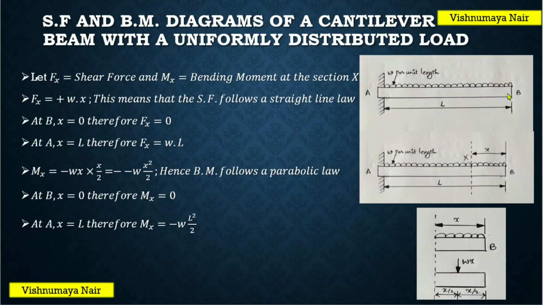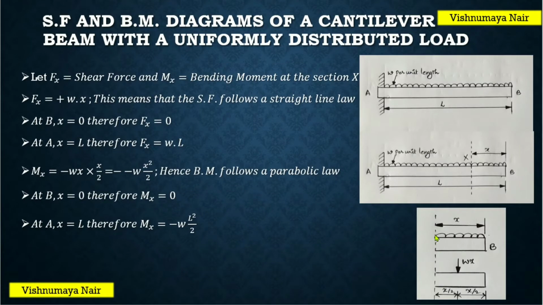So, this is a cantilever beam of length L with a uniformly distributed load over it, and the rate of loading is given by W per unit length. First of all, let's find out the values of shear force and bending moment along the length of the beam. For that, let's consider a section X at a distance of X meter from the free end of the beam. So, this is the right portion of the section. Let's consider this portion alone. So, here is the right portion of the section.